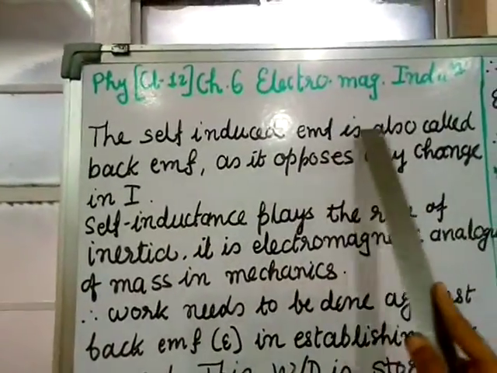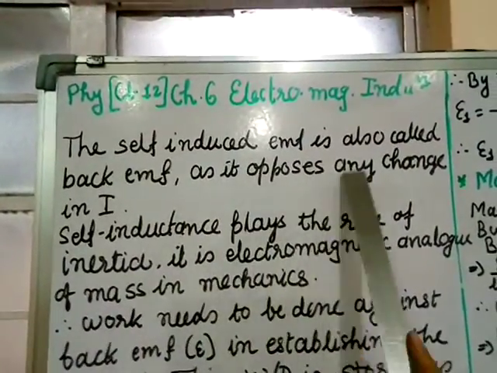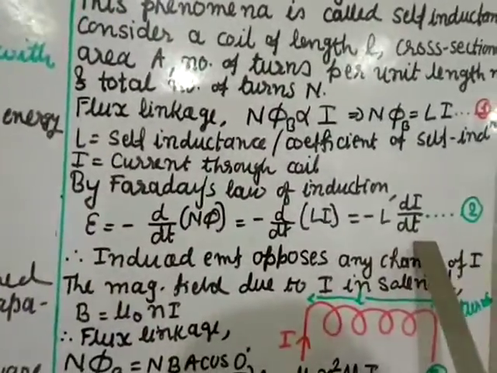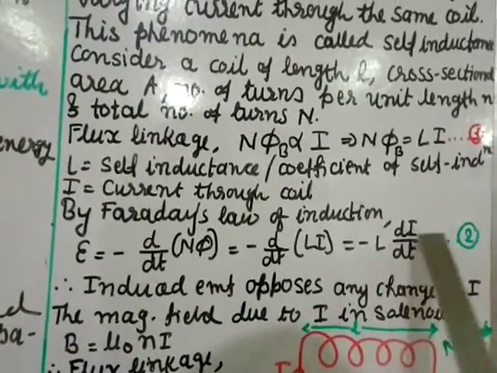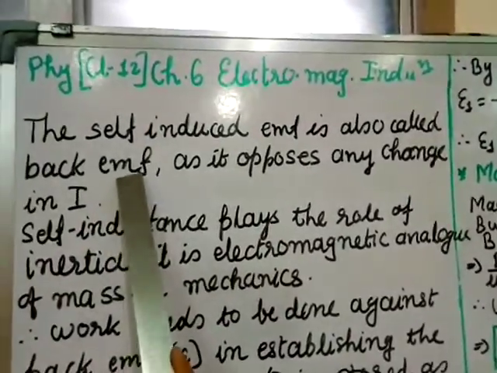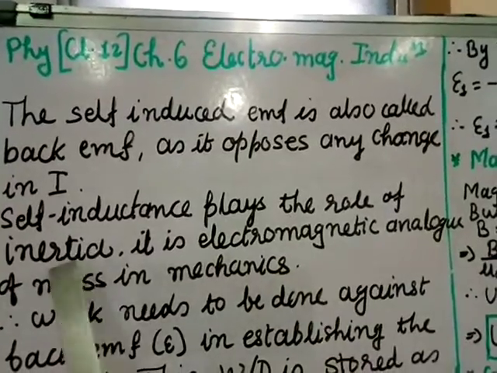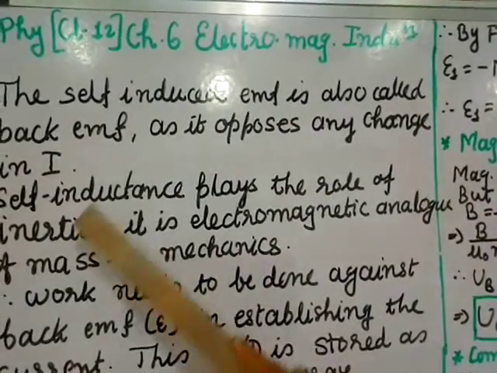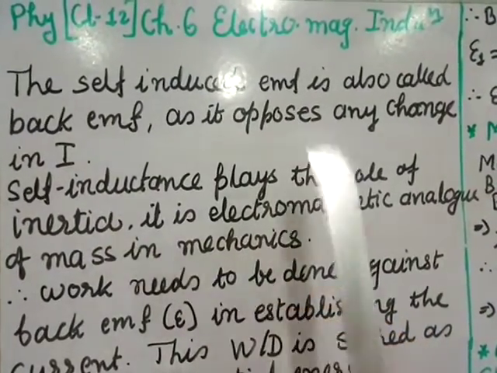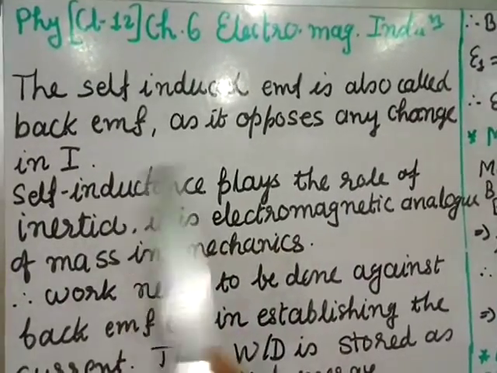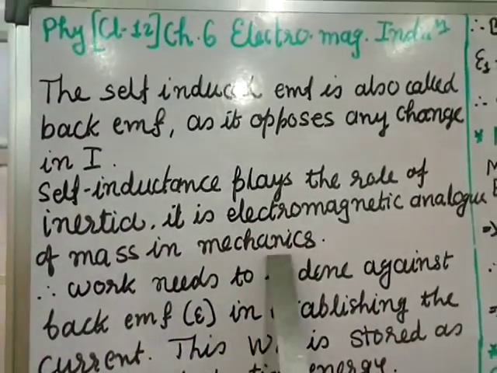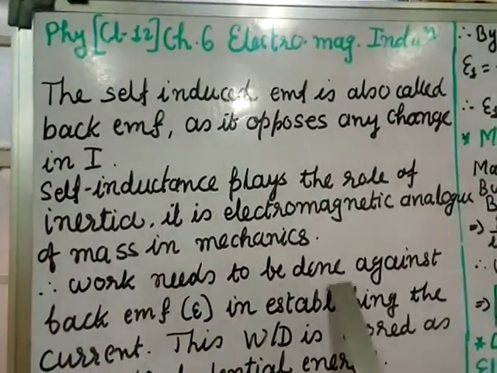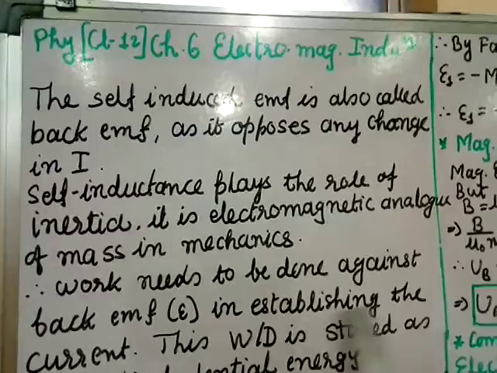The self-induced EMF is also called back EMF as it opposes any change in the current. Already I told you that E is equal to minus L dI by dt, which means it is opposing the change in the current. So this induced EMF is called back EMF. Self-inductance plays the role of inertia. It is the electromagnetic analog of mass in mechanics. Therefore, work needs to be done against back EMF in establishing the current.